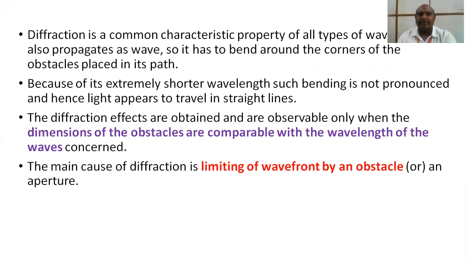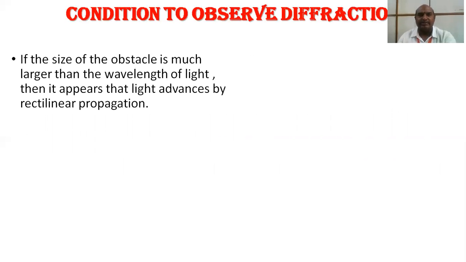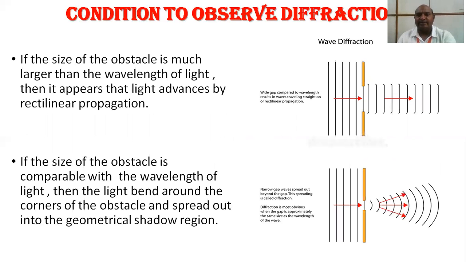The main cause of diffraction is the limiting of the wavefront by an obstacle or an aperture. The conditions to observe diffraction: if the size of the obstacle is much larger than the wavelength of light, then light appears to advance by rectilinear propagation. Another one is if the size of the obstacle is comparable with the wavelength of the light, then light is bent around the corners of the obstacle and spreads out into the geometrical shadow region. That is called diffraction.